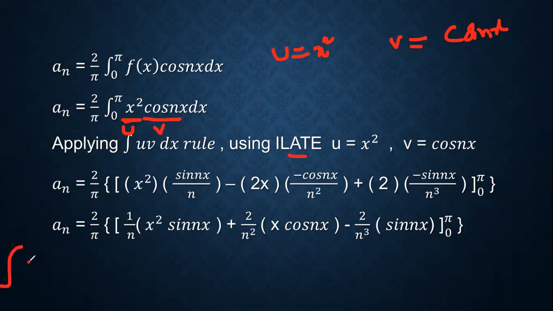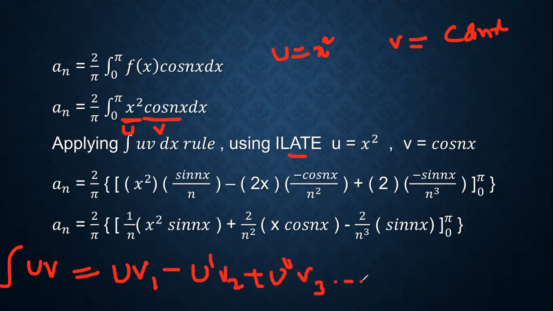Integration uv dx is equal to u into v1 minus u dash into v2 plus u double dash into v3, and so on. This series can be expanded until the u term becomes 0. So first, by applying ILATE, you can identify which is the u function and which is the v function.